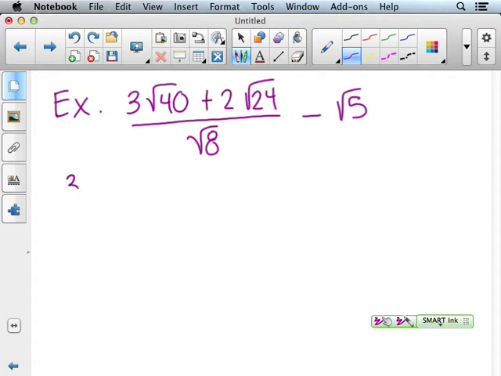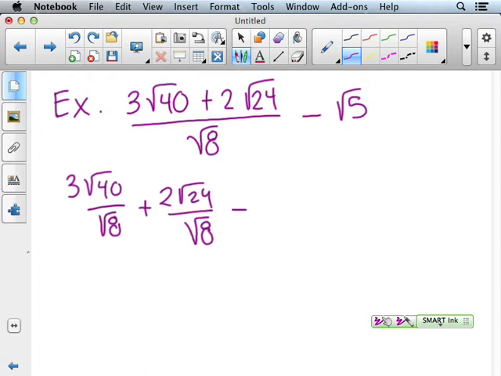I can say 3 square root 40 divided by square root 8, plus 2 square root 24 divided by square root 8, and then minus our square root 5. Now remember back to our multiplying and dividing radicals. If they have the same index, I can squish them together into one radical and divide. So 40 divided by 8 becomes 5. So 3 square root 5, good, plus 2 square root 3 because 24 divided by 8 is 3, good, and minus square root 5.